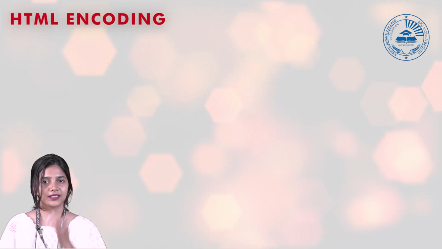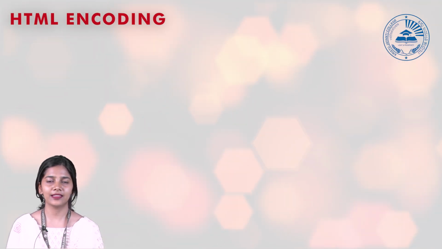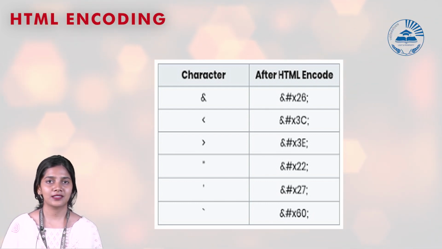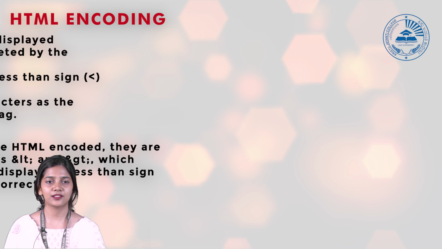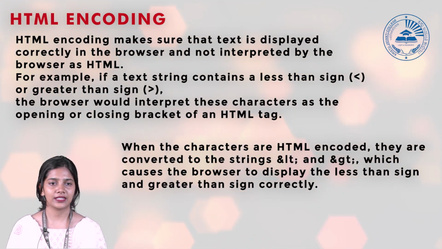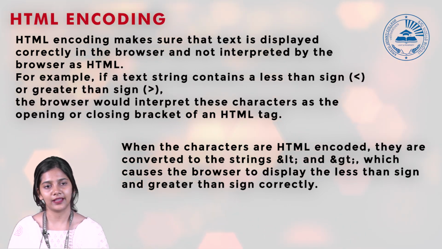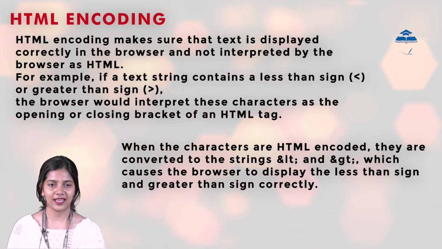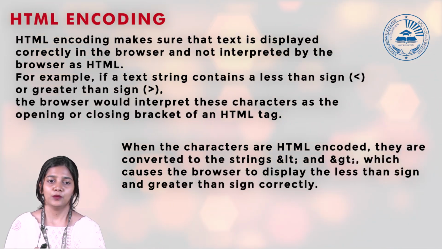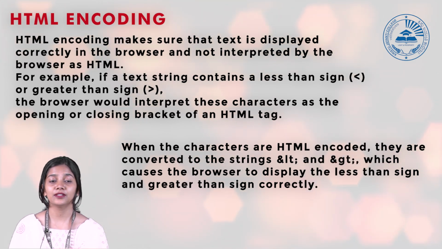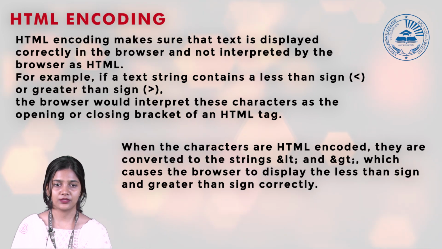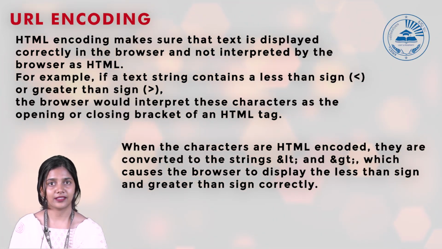HTML encoding. The characters which are included in the HTML encoding are given in the PPT. It makes sure that the text is displayed correctly in the browser and is not interpreted by the browser as HTML. For example, if a text string contains a less than sign or a greater than sign, the browser would interpret these characters as the opening and closing of a bracket of an HTML tag. When the characters are HTML encoded, they are converted to the corresponding strings, which causes the browser to display the less than sign and the greater than sign correctly.